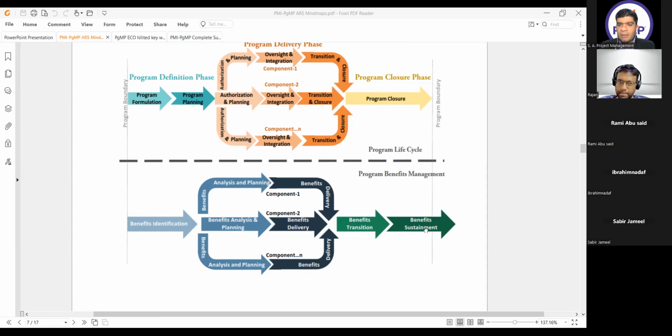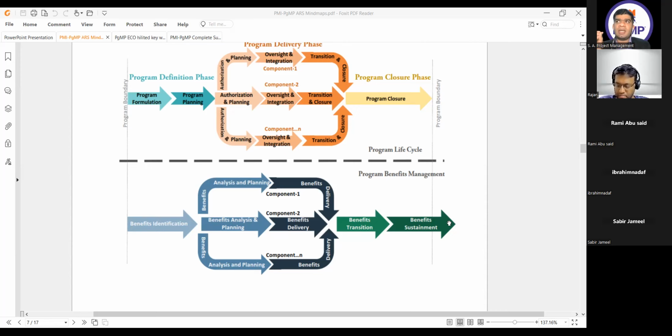Coming to benefits sustainment, the most important thing here is that benefit sustainment can be done even after the program boundary has been completed. But making the benefit sustainment plan, how I will sustain the benefits, is the responsibility of the program manager. That responsibility ends at the program boundary. After this program boundary, there is no program manager. So the benefit will be sustained, which can be continuous improvement, continuous availability of something, phase out, anything like that, by the functional manager or operation manager or any other person, not the program manager.